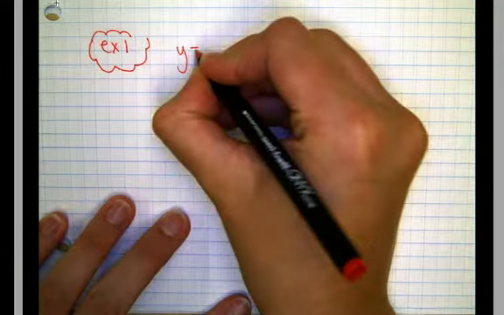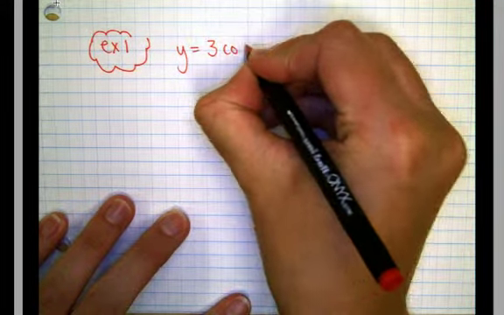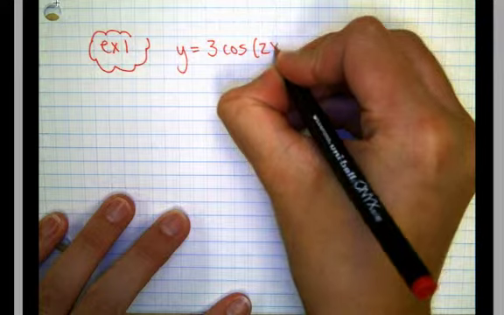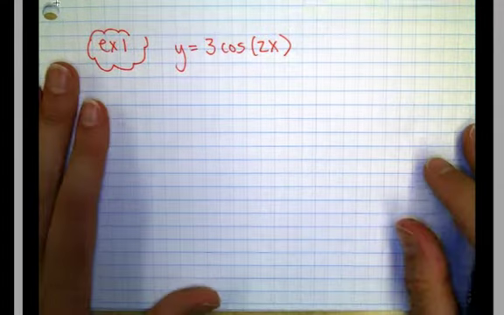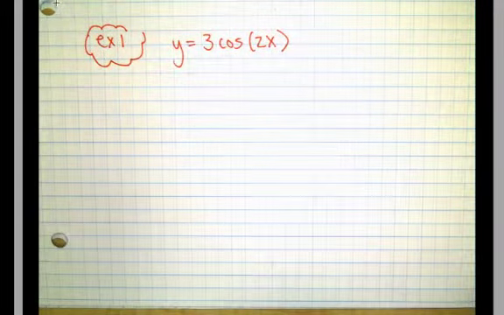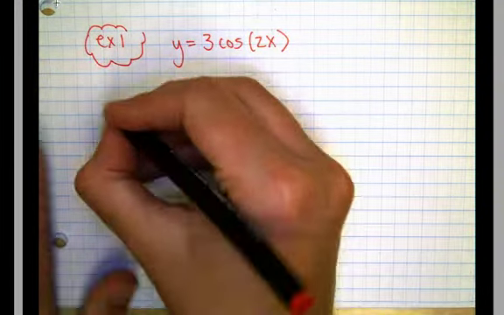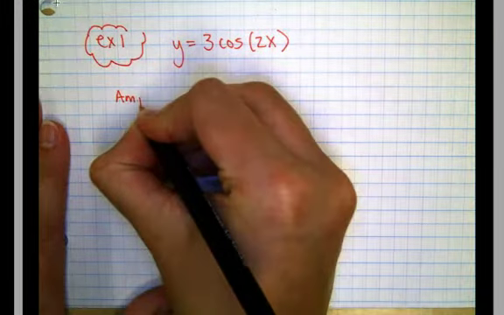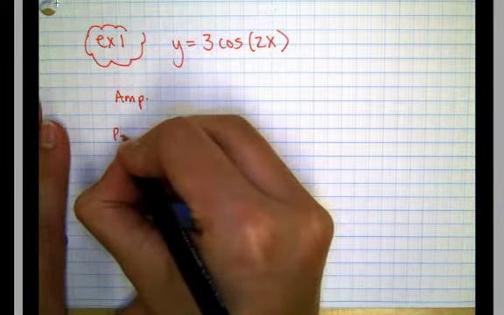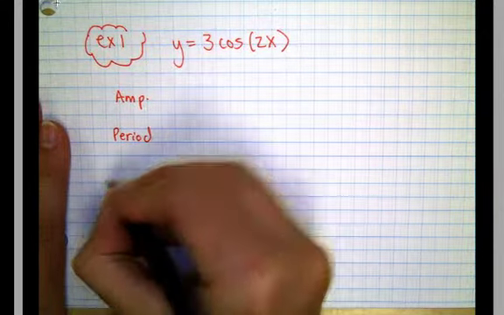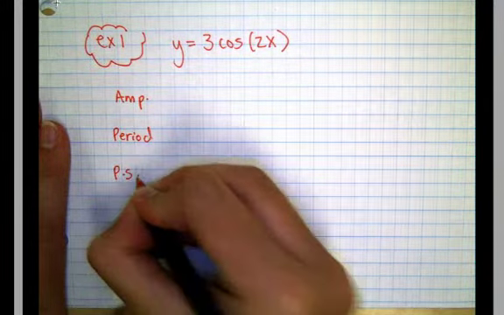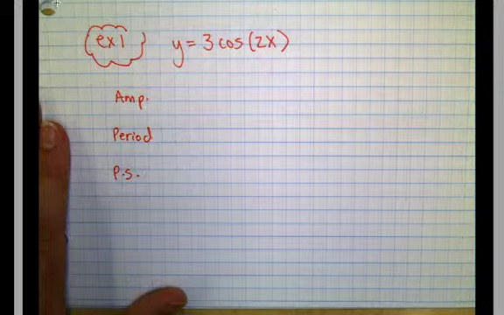And let's do this. Let's graph y equals 3 cosine of 2x. So I'm going to go through the things that I need to know. I need to know amplitude. I need to know the period. And I need to know the phase shift. Or it would help me to know all these things. And then we're going to graph it.